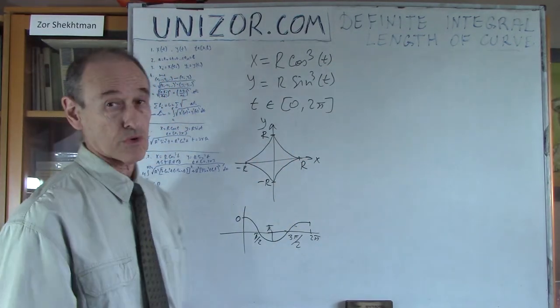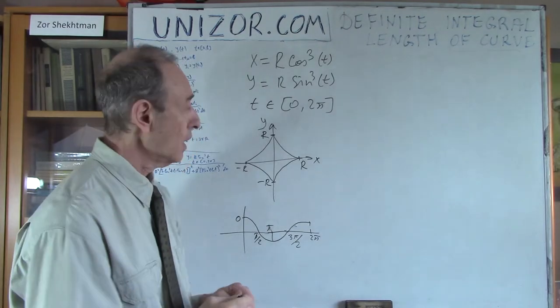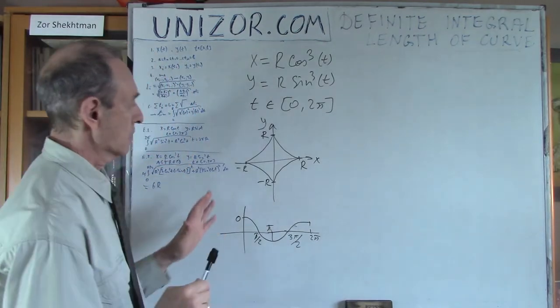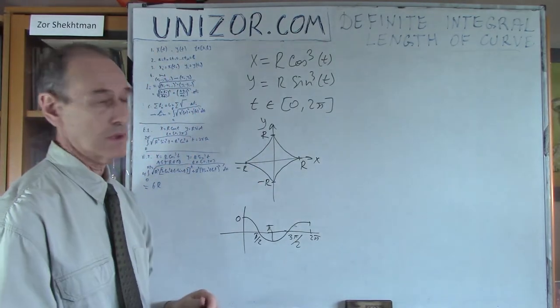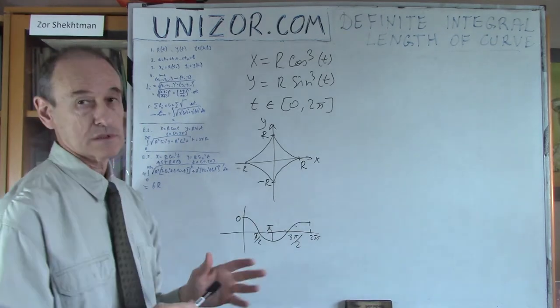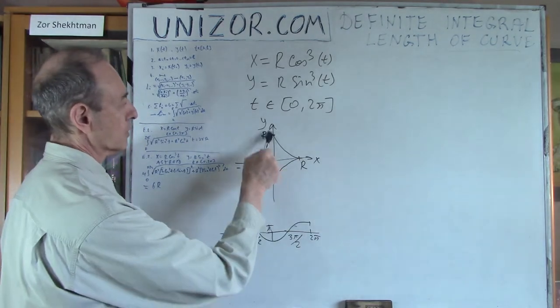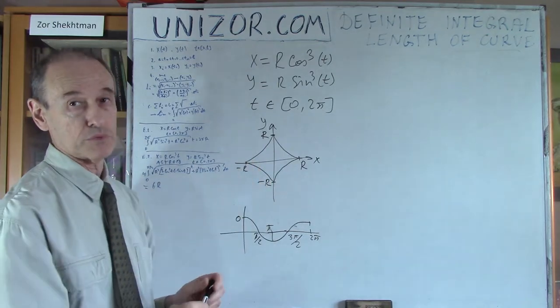And it's called asteroid. So, we need to find the length of this asteroid. Well, let me simplify the job a little bit. I will find only 1/4 of this and then multiply by 4.